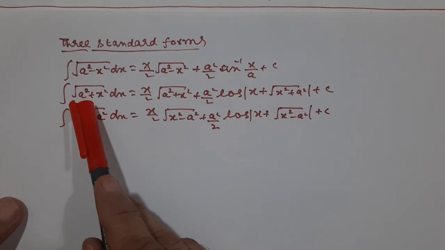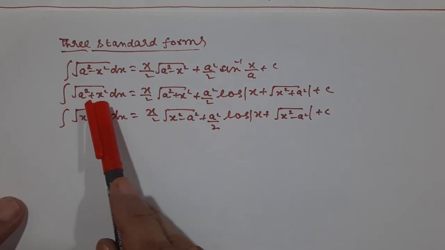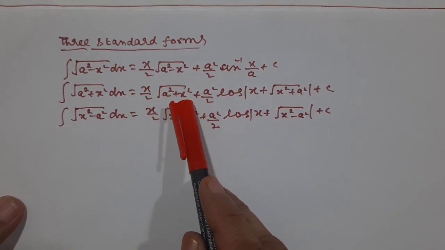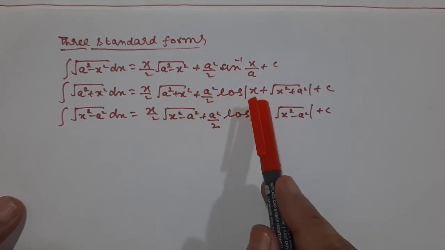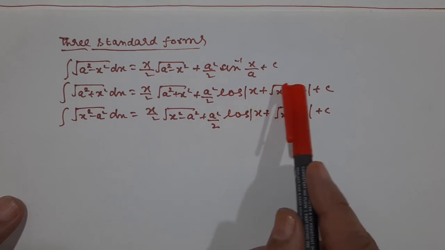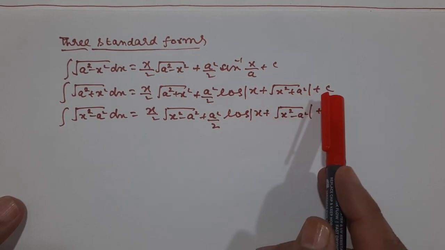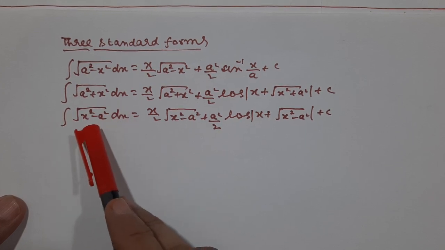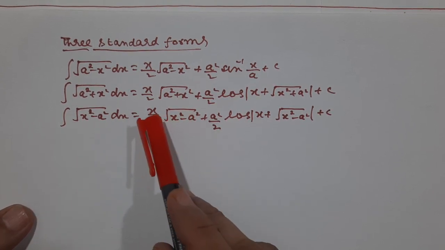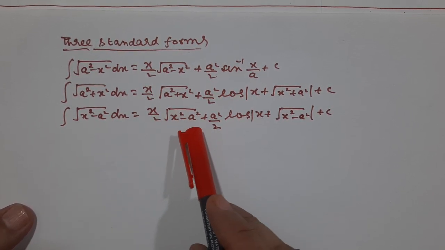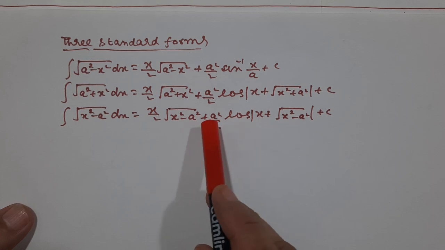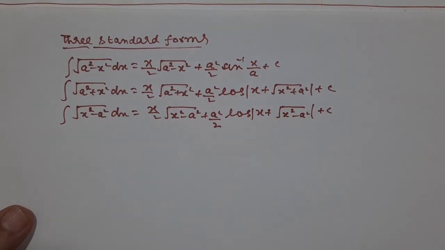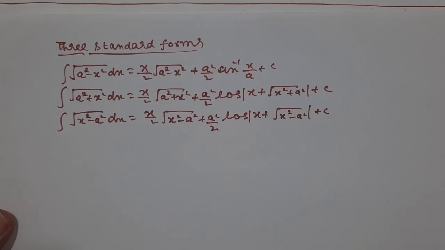Then integral of the form under root a square plus x square dx is equal to x upon 2 under root a square plus x square plus a square upon 2 log x plus under root x square plus a square plus c. And third is integral of under root x square minus a square dx, which is equal to x upon 2 under root x square minus a square minus a square upon 2 log x plus under root x square minus a square plus c.